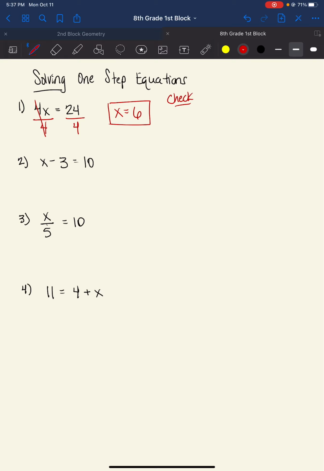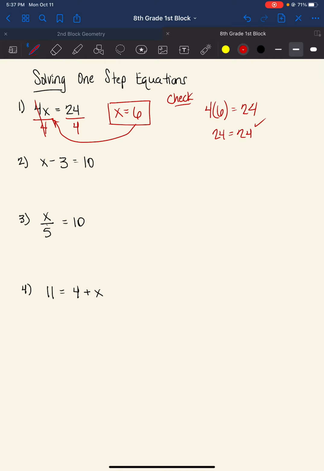But we can easily check by saying 4 times 6 equals 24, and all we did was we plugged in that 6 right there where the x is. In other words, we plugged it in right there. And 4 times 6 obviously is 24. So that would tell us that we were correct. And you can do that on every single one of these problems. All right, let's go to number 2.